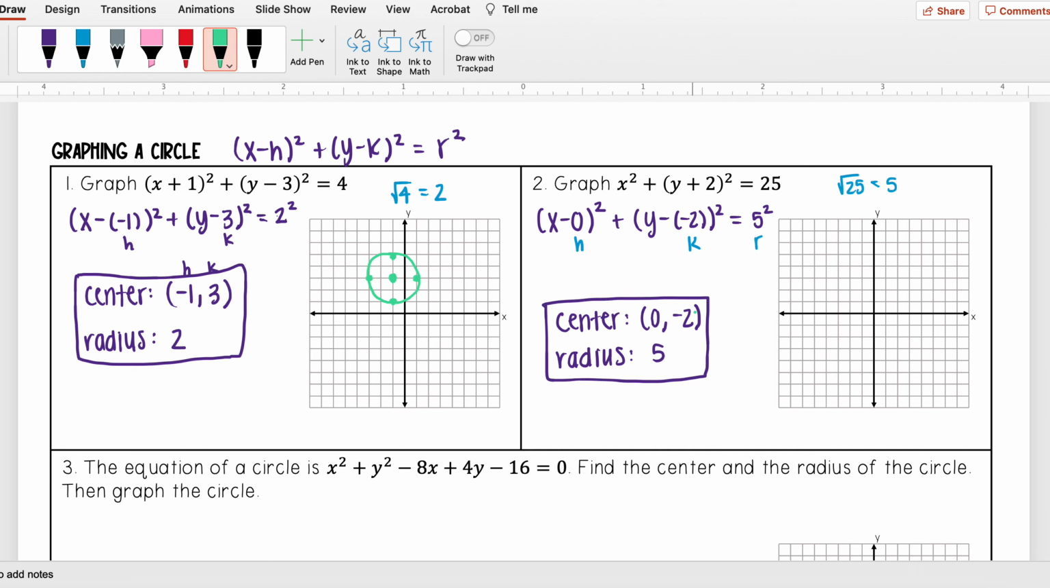And I'm going to go ahead and graph that. I'm going to start at my center. My center is 0, negative 2, so I'm going to go down 2. My radius is 5, so I'm just going to count 5 on all sides. 1, 2, 3, 4, 5. 1, 2, 3, 4, 5. And then use those points to guide the drawing of my circle.